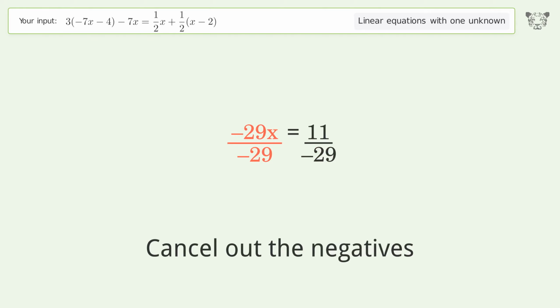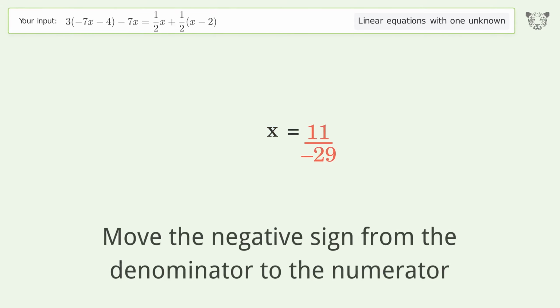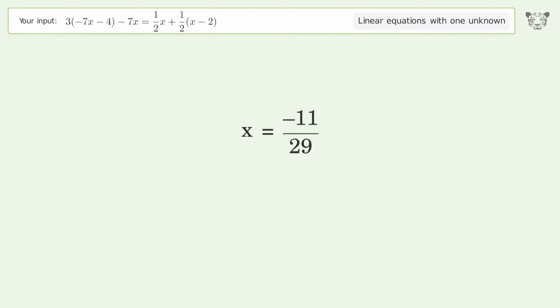Cancel out the negatives. Simplify the fraction. Move the negative sign from the denominator to the numerator. And so the final result is x equals -11/29.